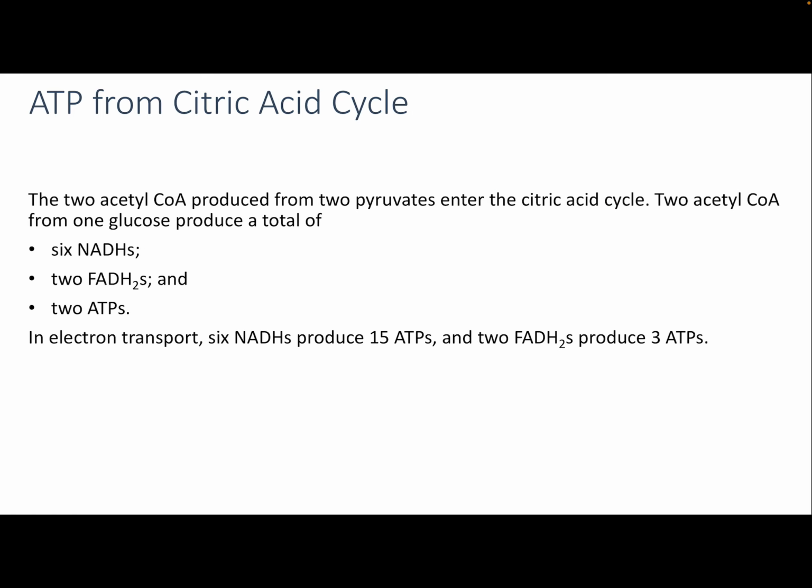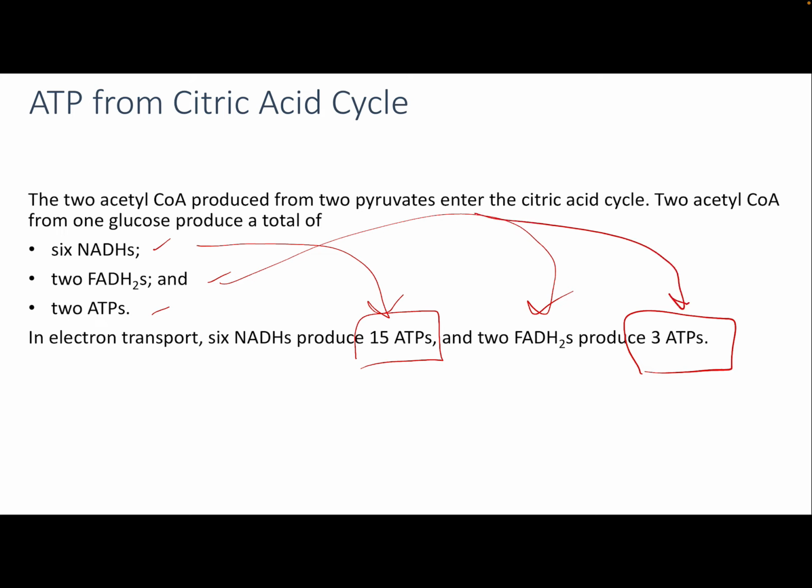From the citric acid cycle, I mentioned this already, we get a total of 6 NADHs from the 2 cycles, 2 FADH2s, and 2 GTPs, which are essentially 2 ATPs. So that would translate into 15 ATPs from the NADH. 2 FADH2 produces 3 ATPs, sorry. There we go. And some direct. So we've got to add all this stuff up now.